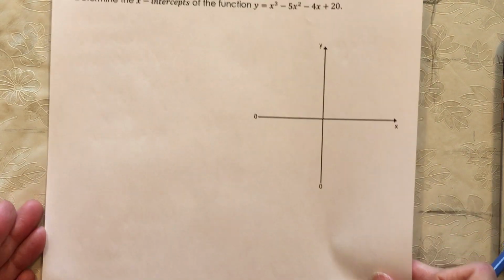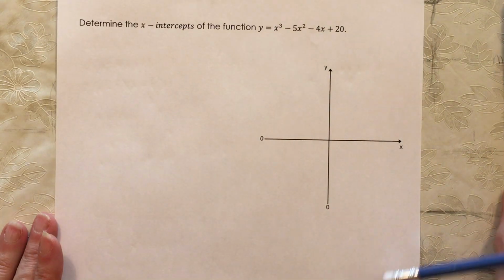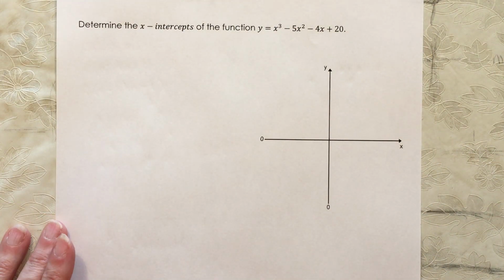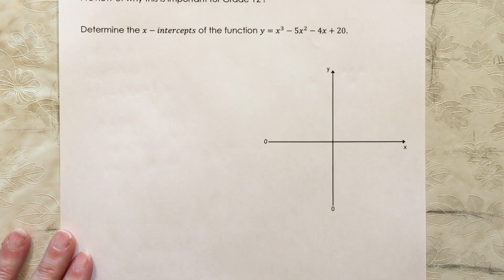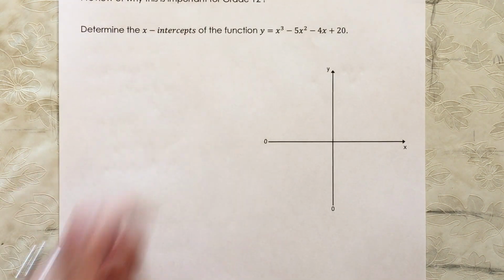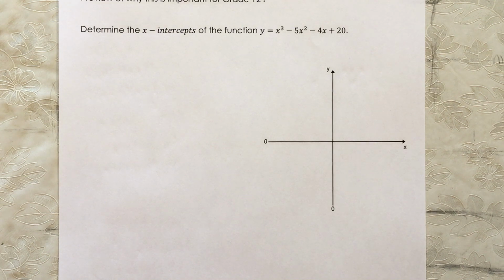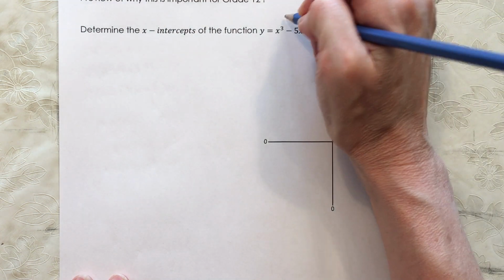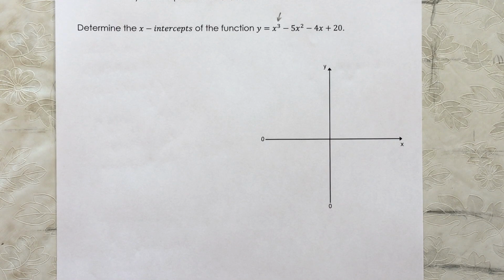Awesome. Okay, and then why did we review this? Why is this so important for grade 12? So here's a little preview, okay? So in grade 12, you'll get a question like this. Determine the x-intercepts of the function y equals x cubed minus 5x squared minus 4x plus 20. So you'll start in grade 12 sketching a cubic function.